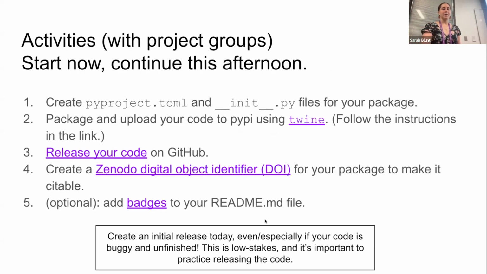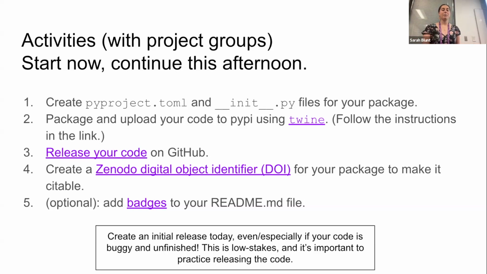I want to give you a sneak preview of what the activities are going to look like for this lesson. Basically, you're just going to make your code pip installable. That's the whole activity. It might take you longer than the amount of time we give during the lesson, so feel free to just get through as much as you can, and then keep working on it with your project groups in the afternoon.